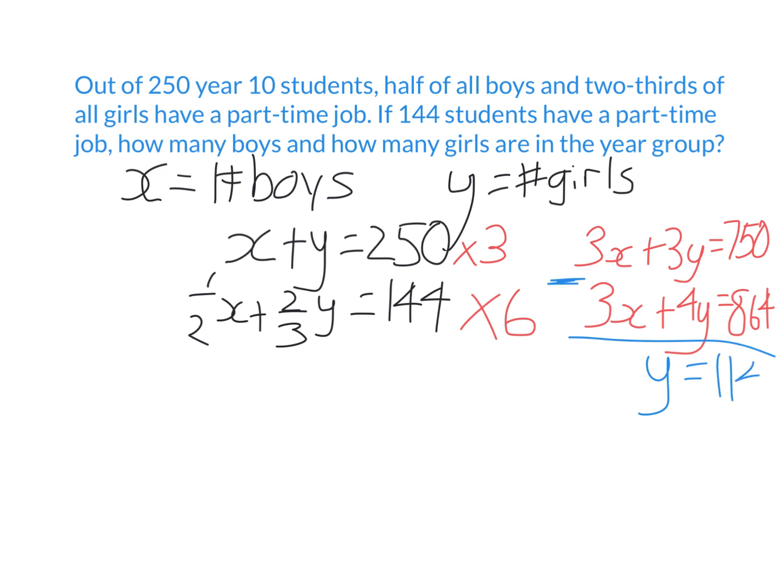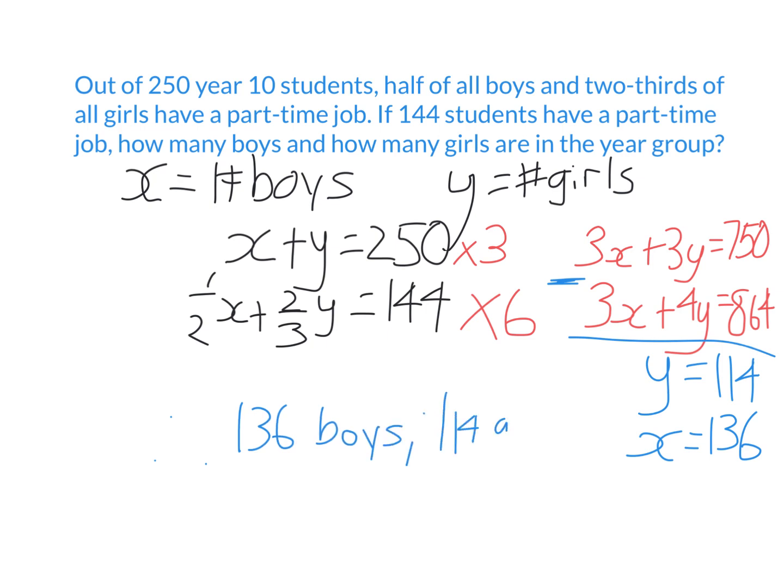So there are 114 girls in the year, and because there were 250 students all up, there's 136 boys. So again, we should write a worded answer to a worded question. So just write something along the lines of there are 136 boys and there are 114 girls.